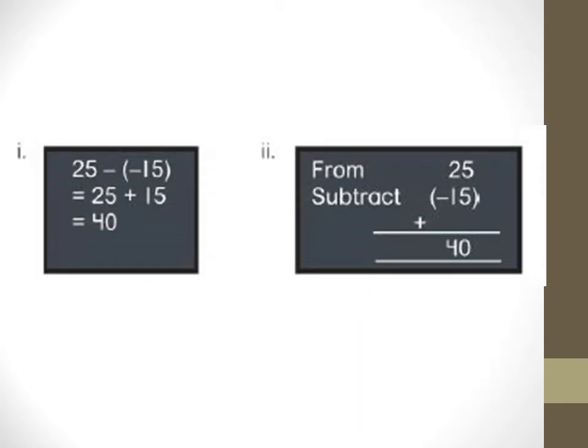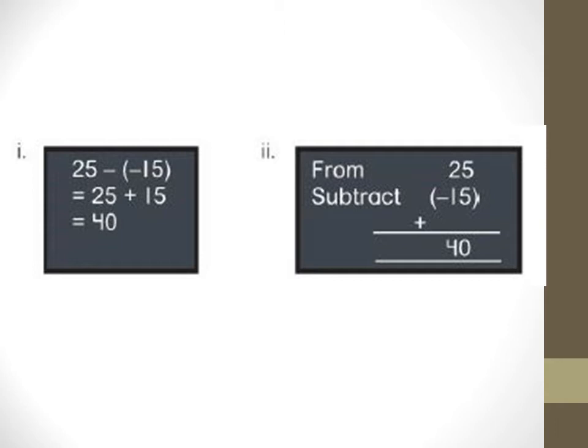So first of all, we know how to do these problems, right? Number 1, 25 minus within bracket minus 15. That gives us 25 plus 15, which gives us 40. And in the second one, we have to subtract minus 15 from 25 and we get 40. See, this type of things we have already discussed in the integer chapter in our previous classes.